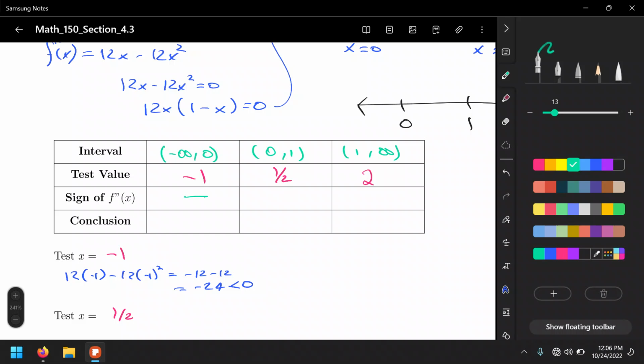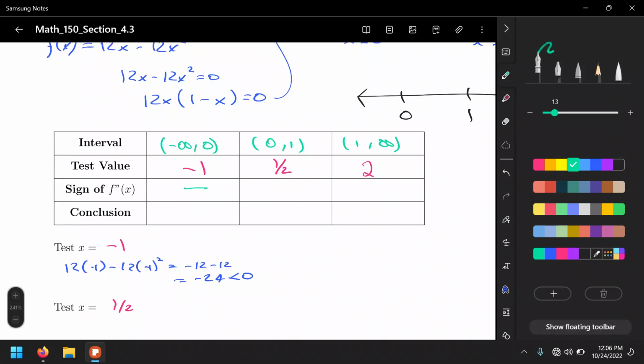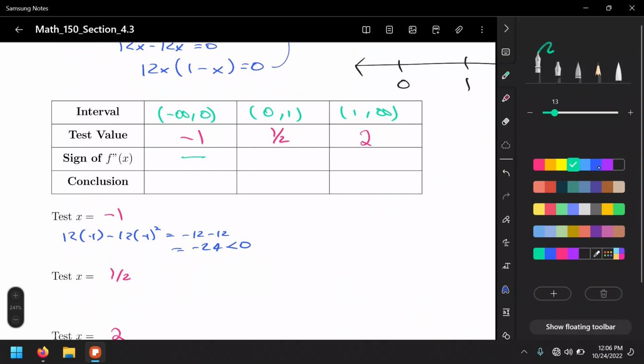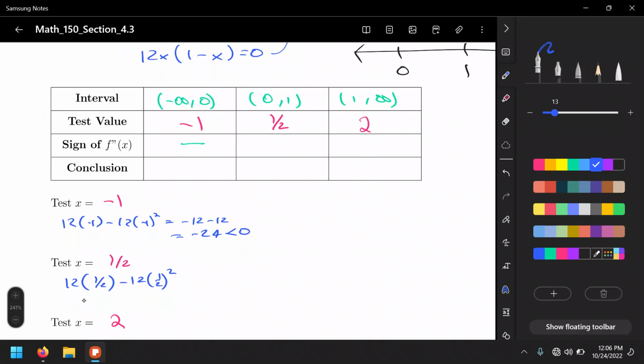What about the second interval, the one in the middle? For that, let's test the second derivative at 1/2. So 12 times 1/2, that's 6. And -12 times 1/2 squared, but 1/2 squared is 1/4. So 12 times 1/4, that's 3, and 6 minus 3 is 3, which is a positive value. So the second derivative is positive in this middle interval.